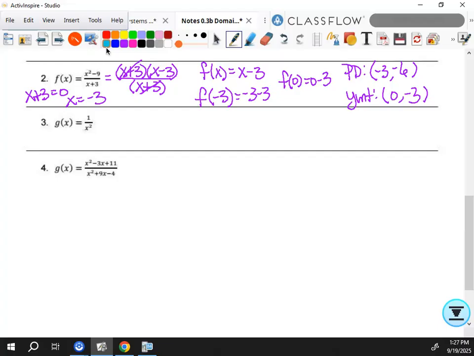Can I factor this? No, right? And then there's nothing to reduce. So I just need to find g of 0. That's going to give me 1 over 0 squared. And what is 1 over 0 squared? Undefined, yes. You cannot divide by 0. So I do not have a y-intercept. It is possible not to have a y-intercept. So in this case, your answer is just none. An empty set wouldn't make sense here because your answer isn't a set of numbers. It's just none.